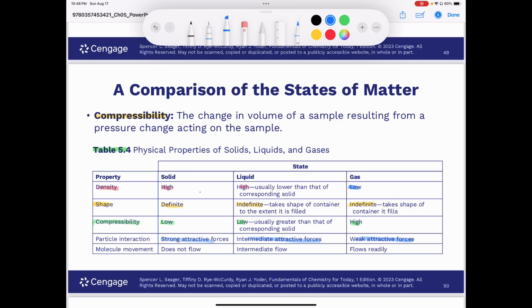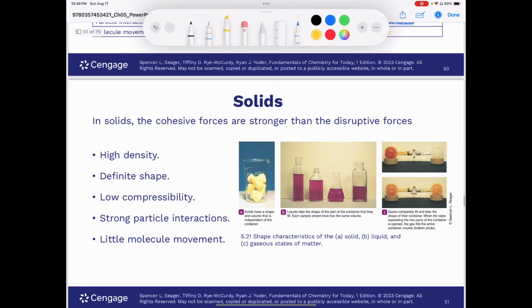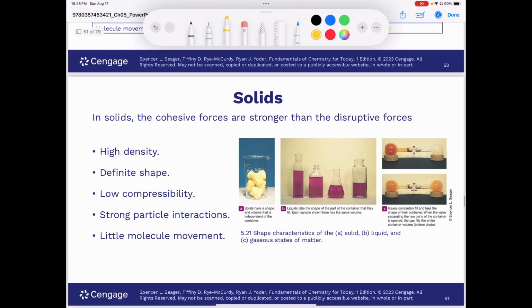And then finally, if we talk about molecular movement, if you have a solid, obviously the molecules aren't moving a whole lot. But in a liquid, the molecules are moving past one another when you pour it. And then in a gas, molecules just flow readily. So let's take a look at solids, liquids, and gases in more detail. This just summarizes what we covered already.